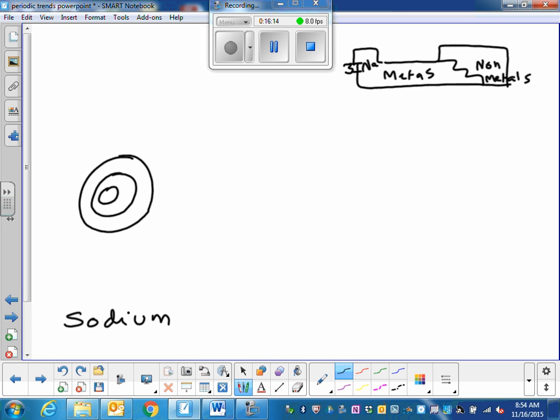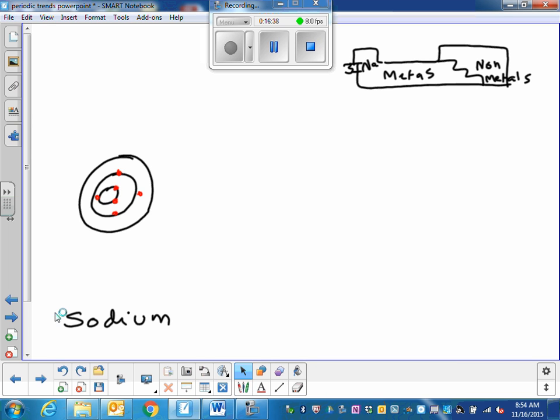Okay, so how many electrons does sodium have? How many total electrons if it's neutral? What is the atomic number on the periodic table? 11. How many will go in the first circle? 2. How many will go in the second circle?